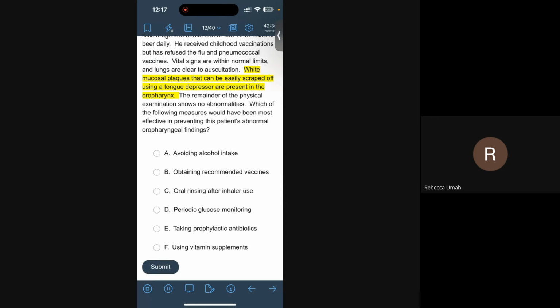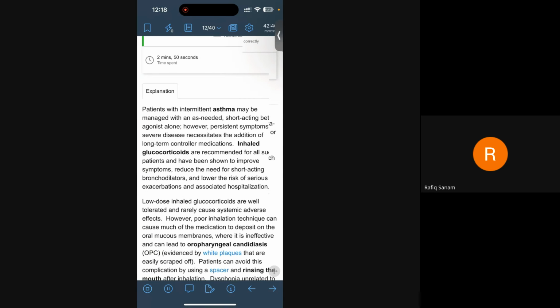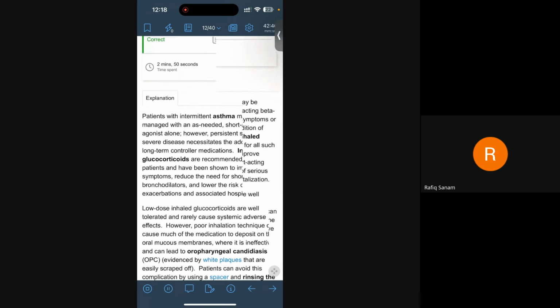How can we prevent it? Either by rinsing after use, or by using a spacer. Inhaled glucocorticoids can cause this. Okay, that's next.